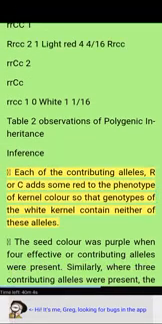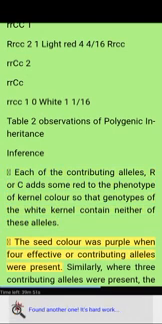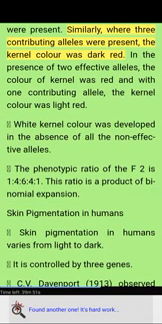Each of the contributing alleles, R, adds some red to the phenotype of kernel color, so that genotypes of the white kernel contain neither of these alleles. The seed color was purple when four effective or contributing alleles were present. Similarly, where three contributing alleles were present, the kernel color was dark red. In the presence of two effective alleles, the color of kernel was red, and with one contributing allele, the kernel color was light red. White kernel color was developed in the absence of all the effective alleles.